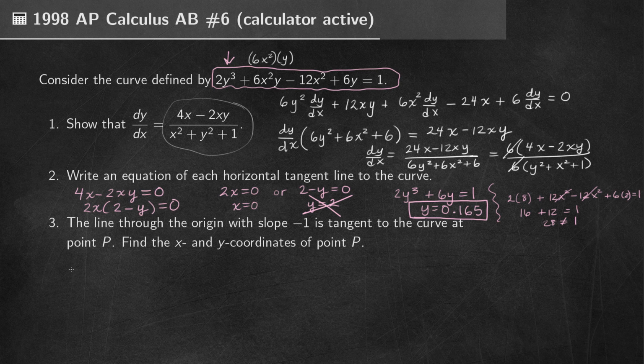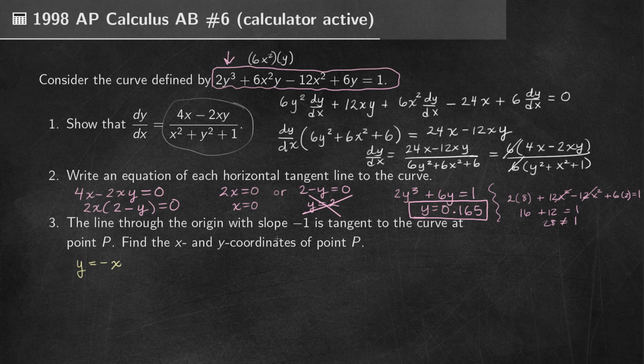Well, we can figure out the equation of this tangent line. If it has a slope of -1 and it passes through the origin, then the equation of that tangent line is just y equals -x. So there's the equation of our tangent line. This line is tangent to our curve at point P, so it intersects our curve at point P.